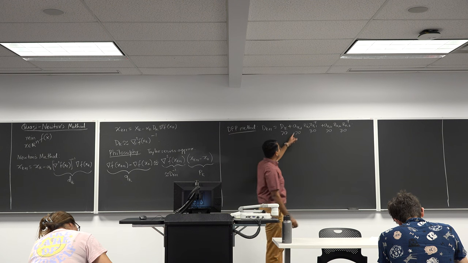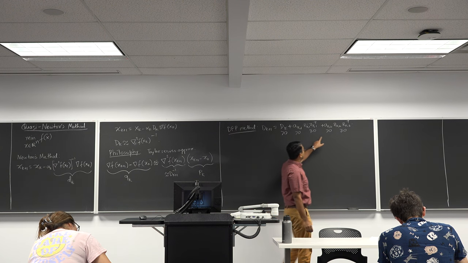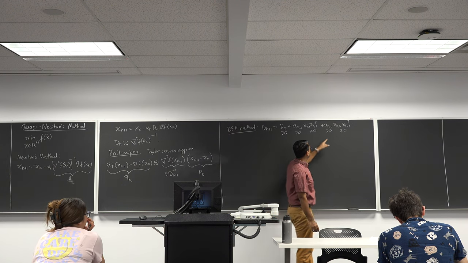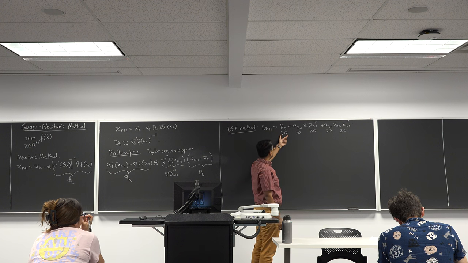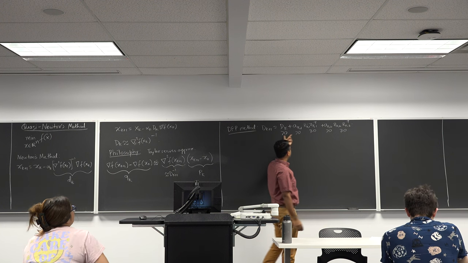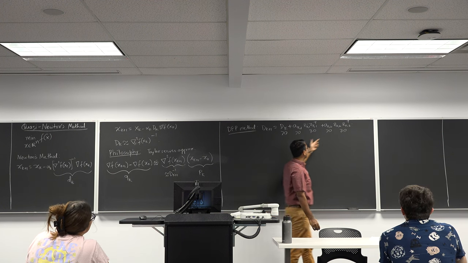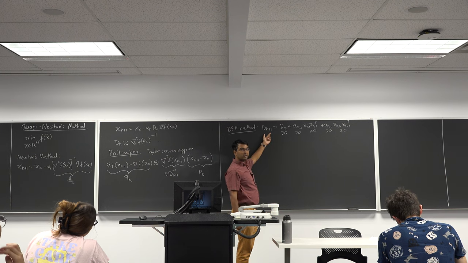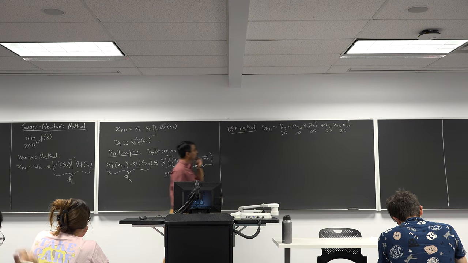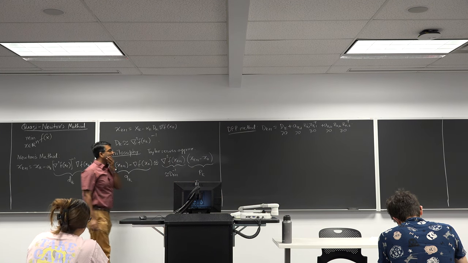Now, if I pick my ak1, which is strictly positive, and ak2, which is strictly positive, then I start with a positive definite matrix. I add two positive semi-definite matrices. I get a positive definite matrix, right? That's easy to understand.